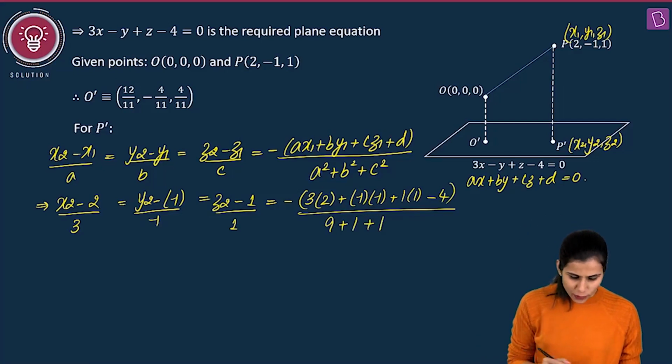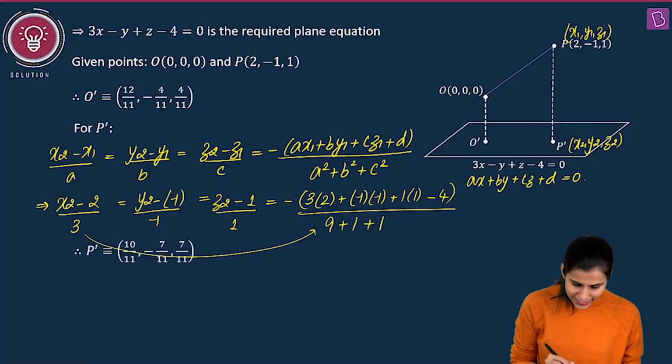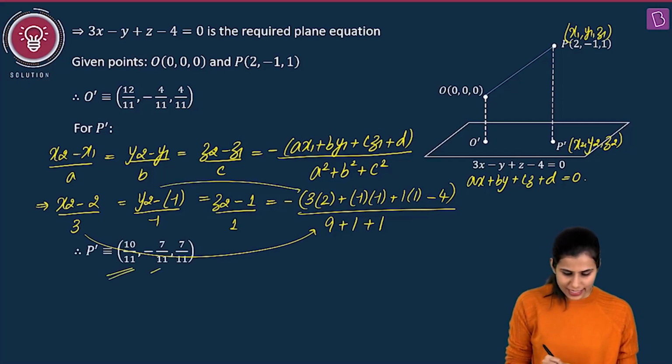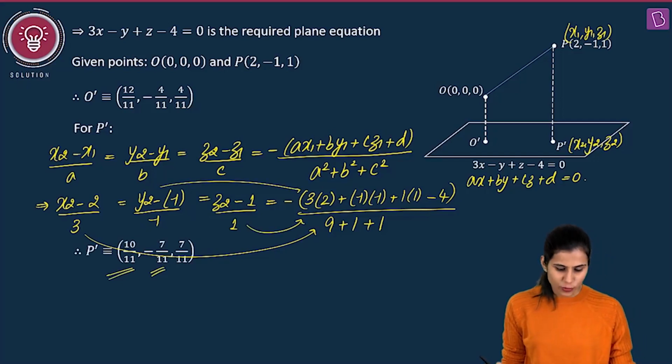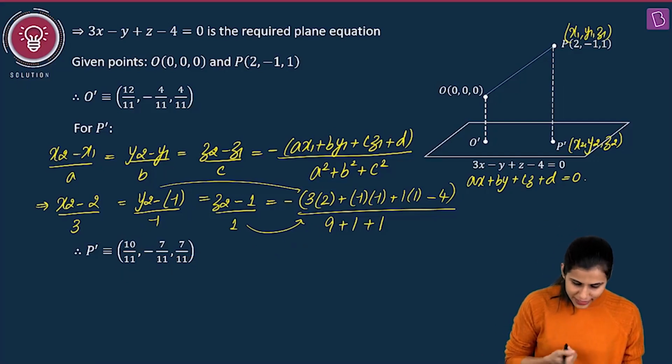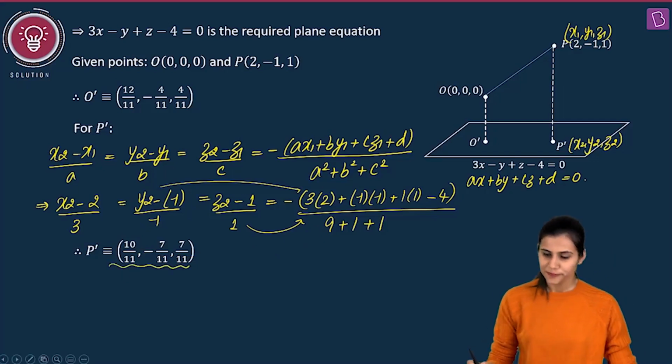Sorted? Cool, then when you simplify this and equate this with this, what you will get is x2 as 10 by 11. Equate this with this, you will get y2 as minus 7 by 11. And equate this with this, you will get z2 as 7 by 11. And this is how you will get the coordinates of P dash.